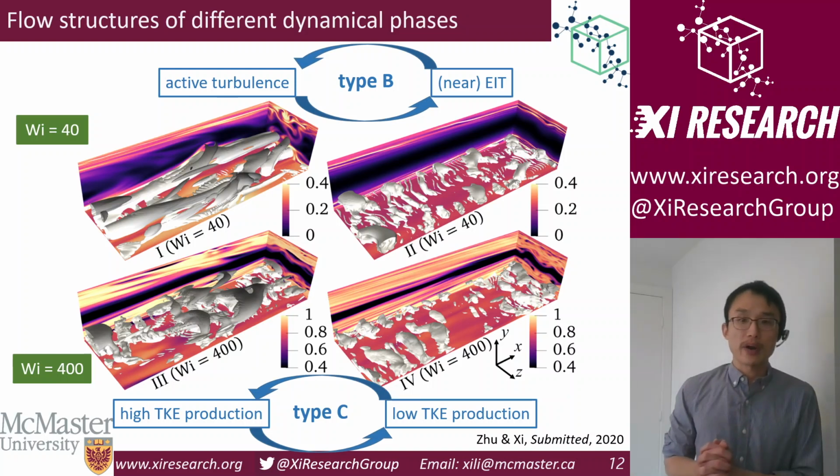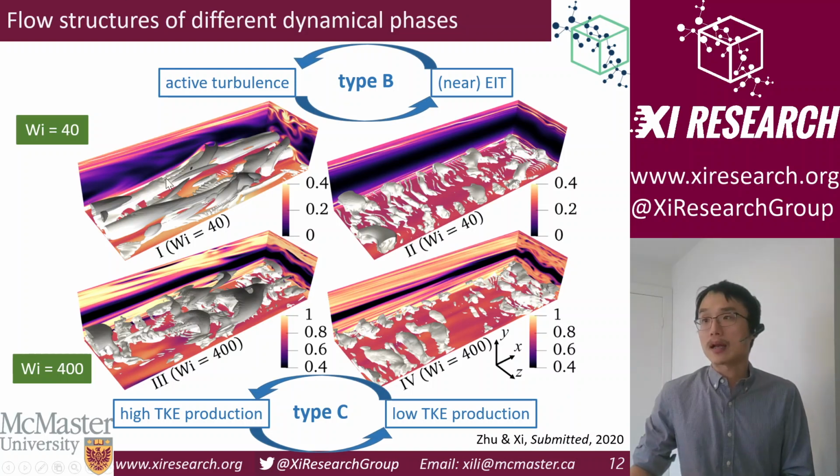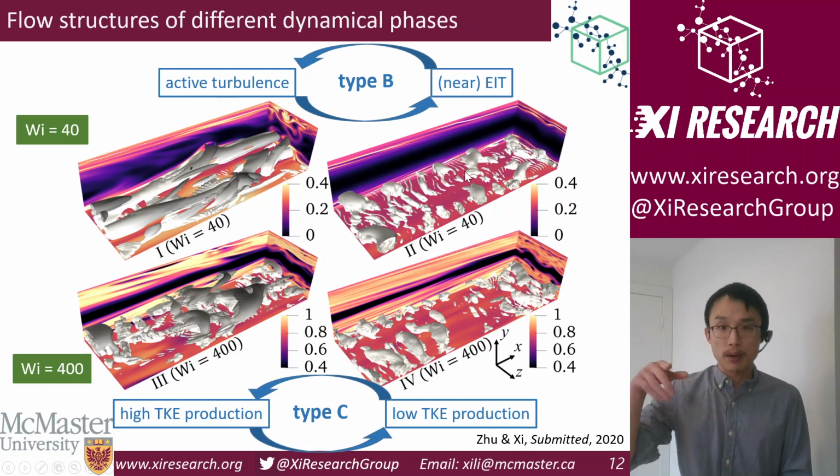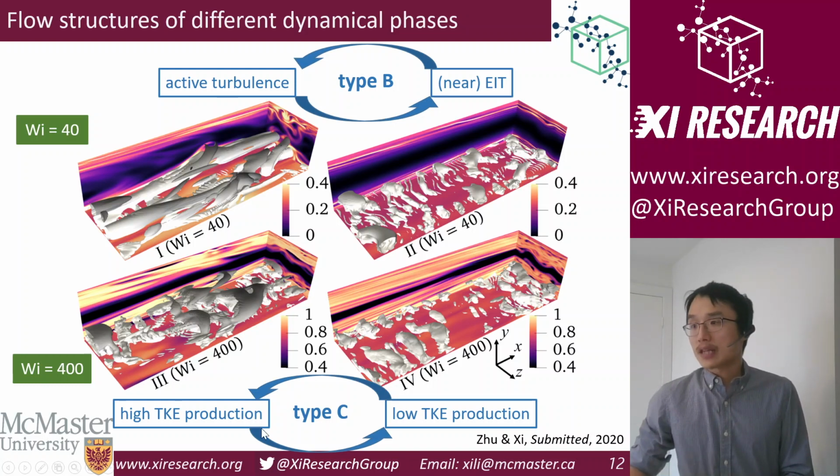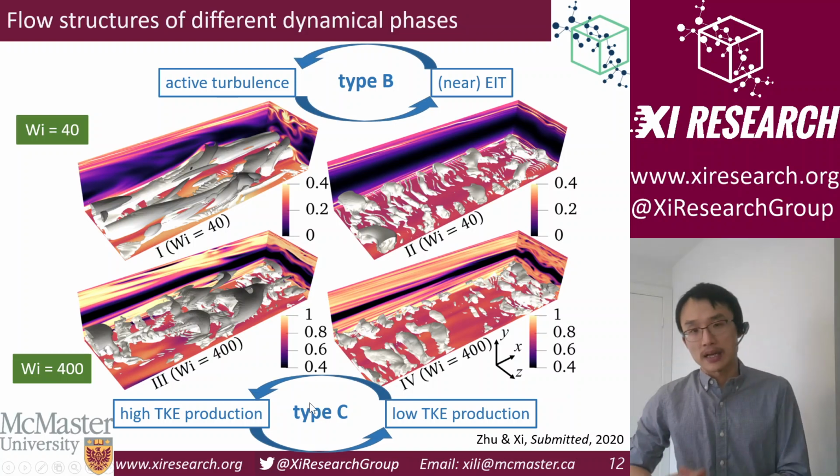Finally, some direct flow images. For the type B cycle, it's between active turbulence, which has these streamwise vortices, and EIT-kind of structure, which has these spanwise vortices. For the type C cycle, you see two kinds of structures as well. This one seems more like the EIT we knew, but this one has very distinct hairpin-like structures. Again, the exact dynamics of EIT is still a topic of continuous study.